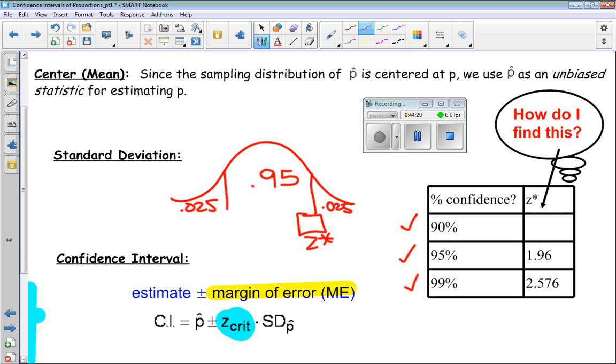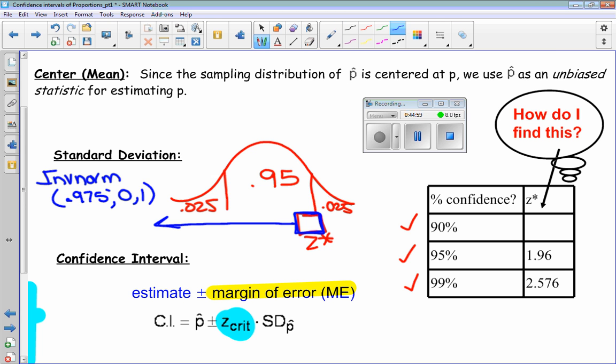So how do I find this value? I have the percentage. We did some homework. How do I find the value? Inverse norm. Inverse norm for what? What percentage am I plugging in? Right, 0.975. Am I going to put in a mean and a standard deviation? I want a Z. So what is the mean? 0. What's the standard deviation? 1. So make sure when you do your inverse norm that you have a mean of 0 and a standard deviation of 1. That's only for z-scores, yes.